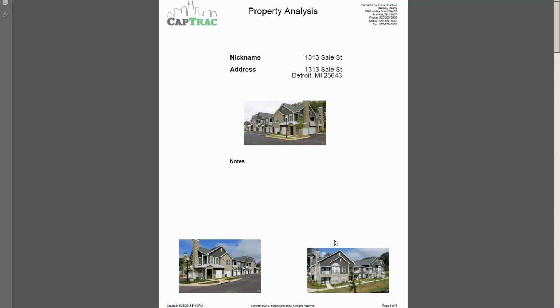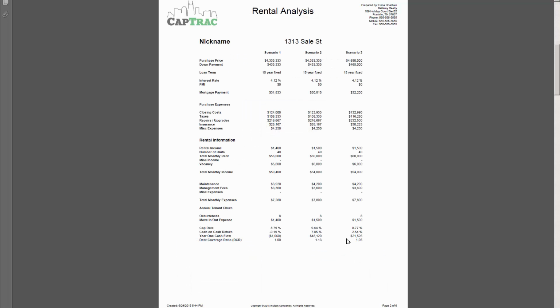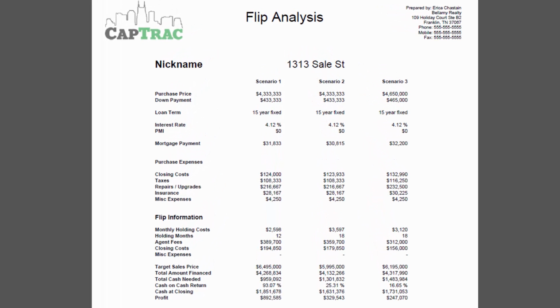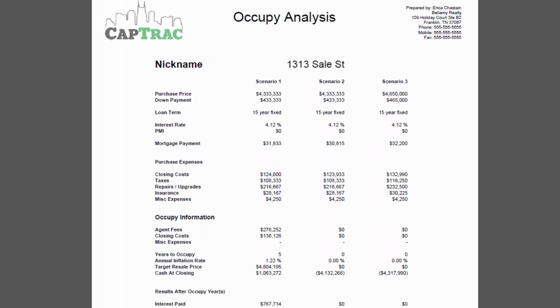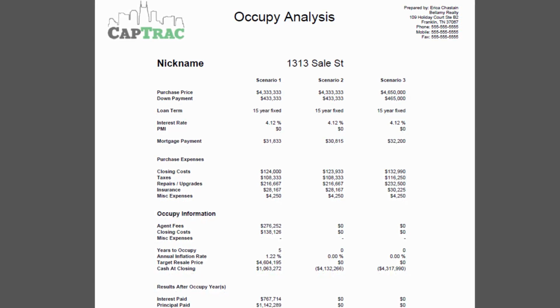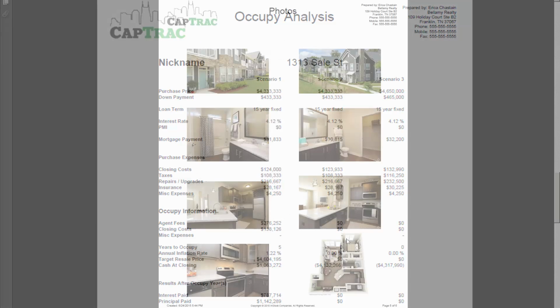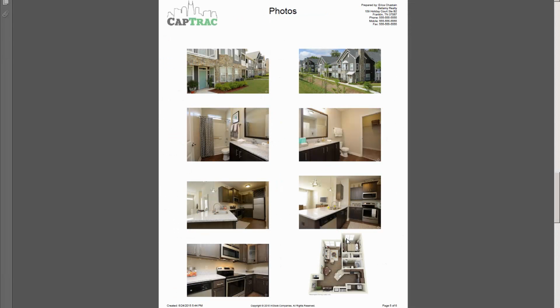The next components of a multiple scenario property record will be transaction type specific pages. Each transaction type that is part of a record, rent, flip, or occupy, will display and print on separate sheets and will include 2 or 3 columns depending on the number of scenarios entered. A transaction type page will not be created when the record does not have that information entered. In all cases, pages with the remaining pictures from the property's gallery will follow the transaction type pages.